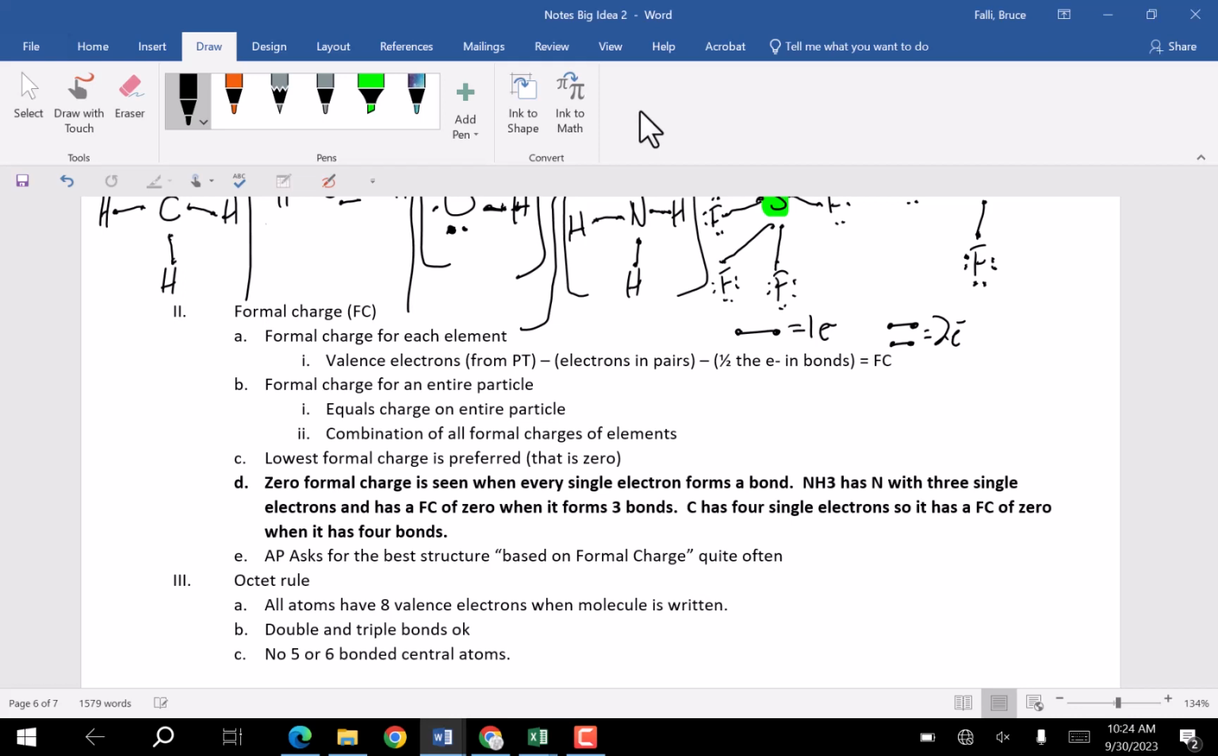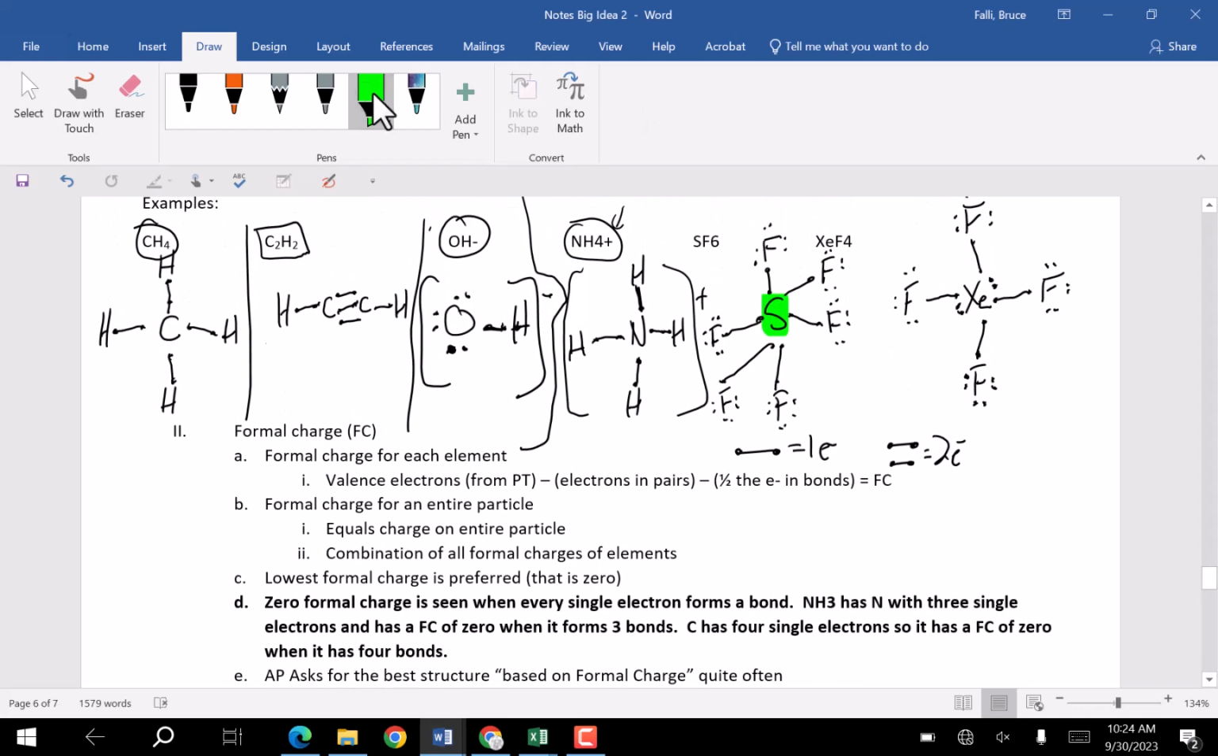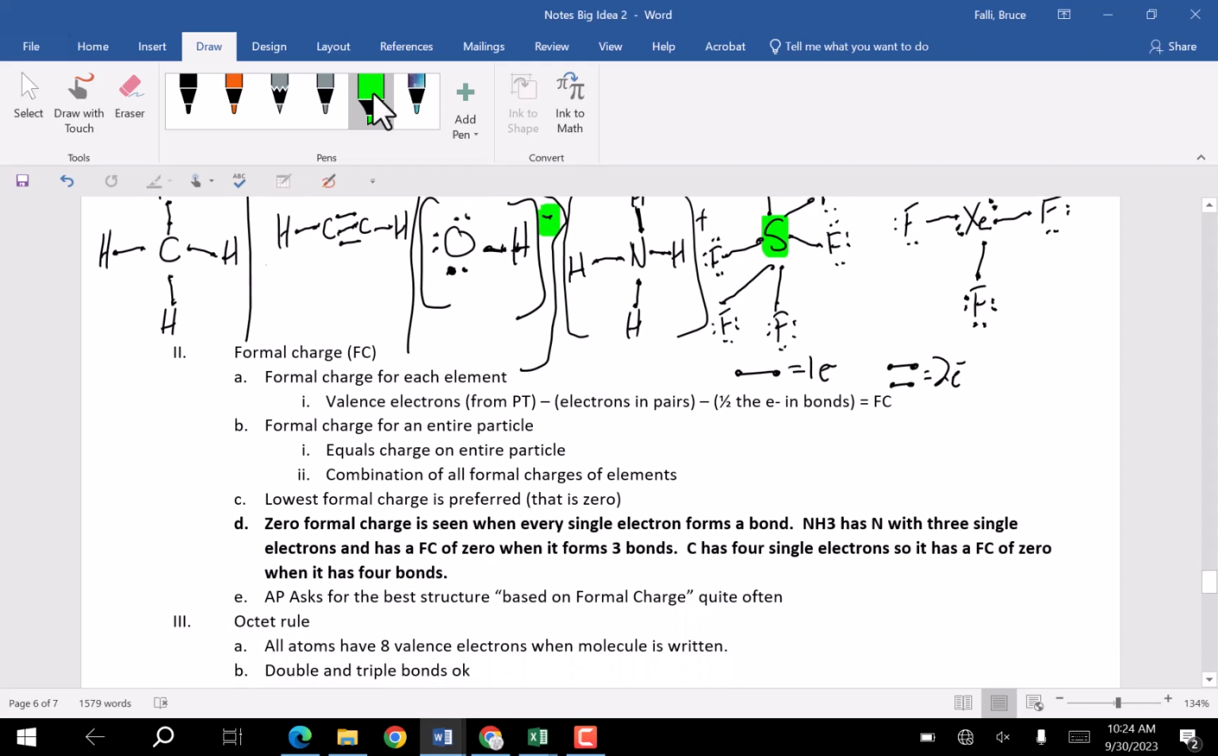Formal charge for an entire particle equals the charge on the entire particle. So that means, like this thing right here, see how hydroxide has a -1 charge? That means the overall formal charge is going to be -1. So let's do that one, okay?